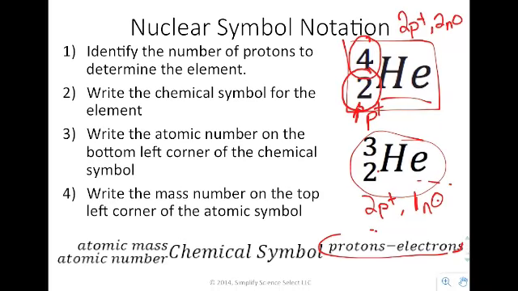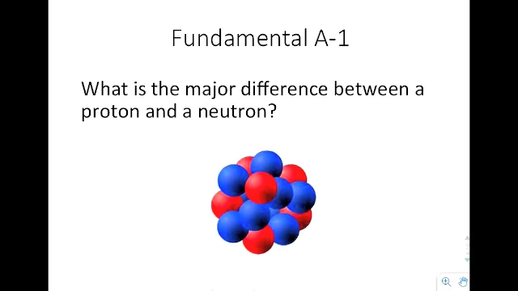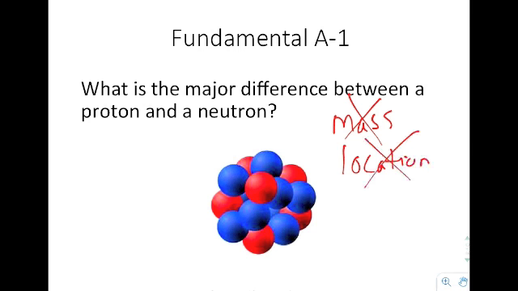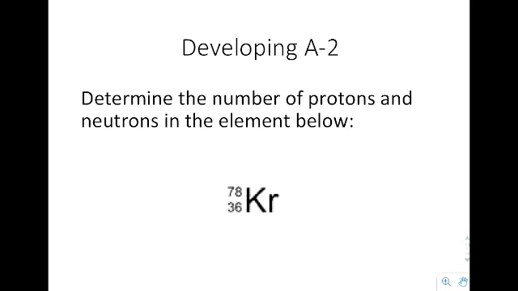Okay, so what is the major difference between a proton and a neutron? Their mass is the same. Okay, so that's not it. Their location is the same, so that's not it. So it turns out that it's the charge. The charge is the difference. A proton has a charge of +1, a neutron has a charge of 0.